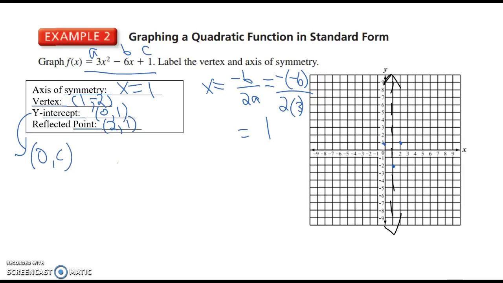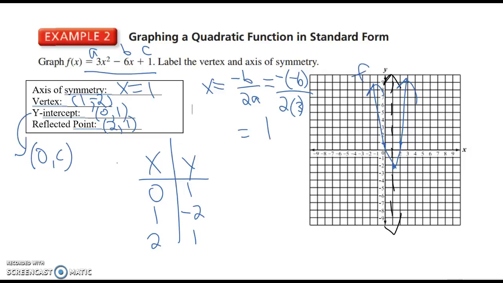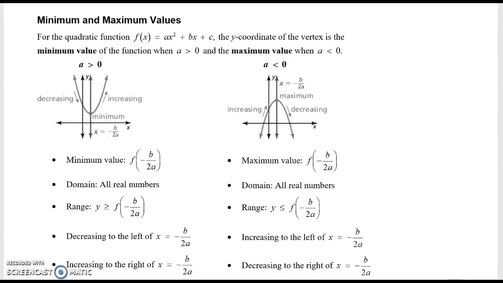These are the points that you can use to connect your graph. You could also make a table and fill in the points on the table. These would be the points on the table, and then when you graph it, you have your f(x) function graphed. Looking back at page 32 of your journal, we see minimum and maximum values.